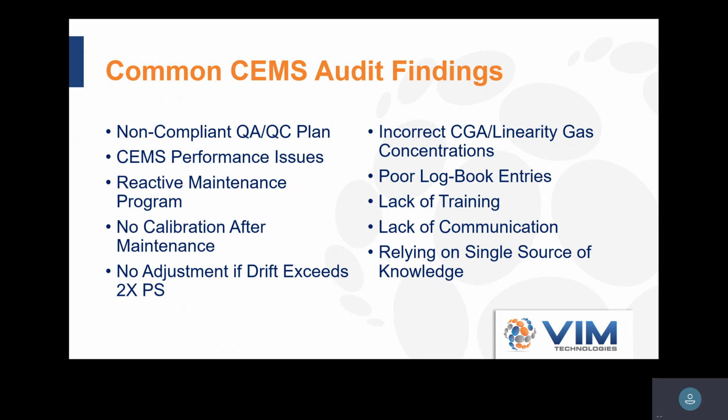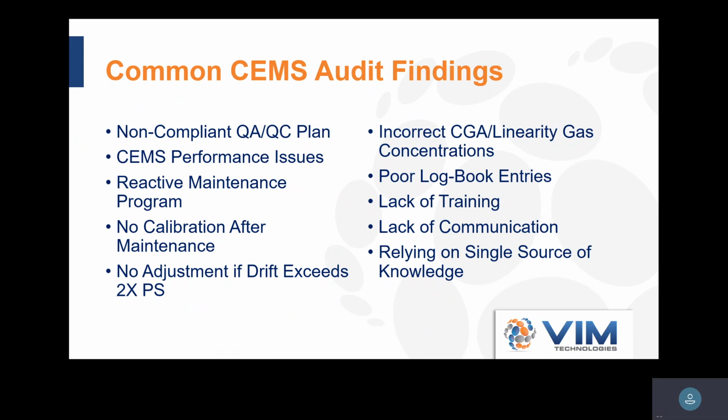There's no calibration after maintenance is performed. We'll go over the details of that, but essentially, anytime you put your hands on the systems, the CEMS, either the sampling systems or the analyzers, you're required to do a calibration drift check afterwards. No adjustment if the drift exceeds 2 times performance spec. We'll go over what those performance specs are. But in Part 60, part of the pass-fail criteria for your daily calibration drift checks is 2 times performance spec for 5 days. And then each of those days that you exceed, we'll use NOx as an example, 5%, you're required to make an adjustment to that system and then perform a calibration drift check afterwards.